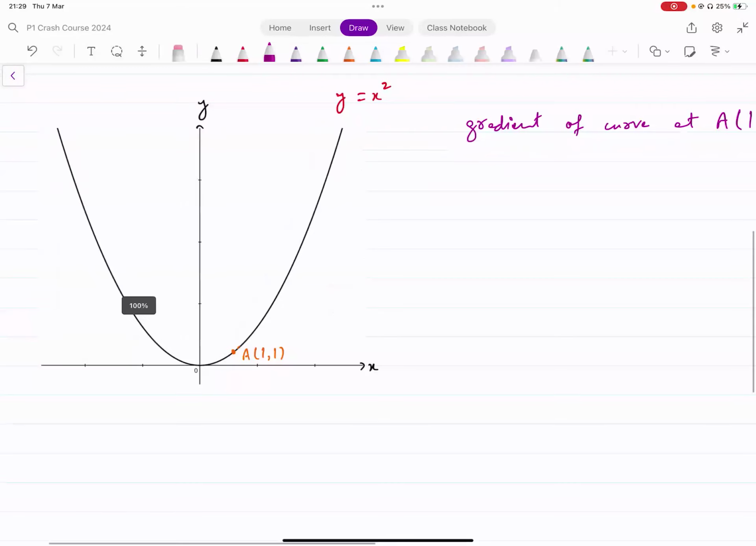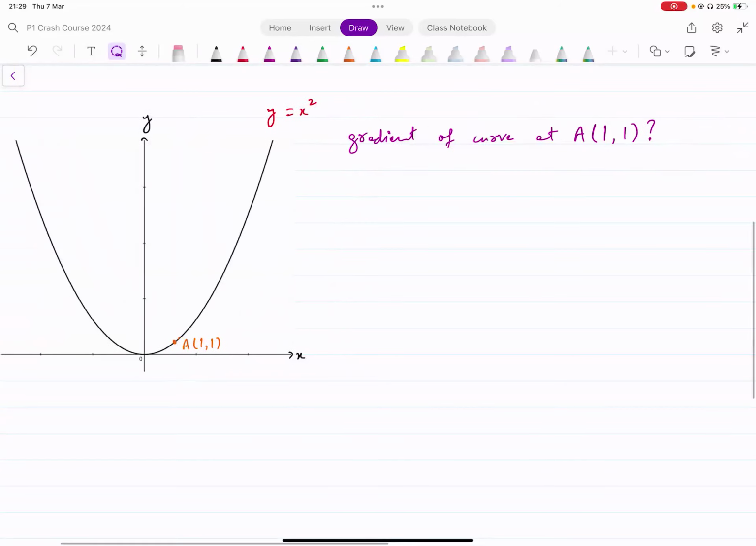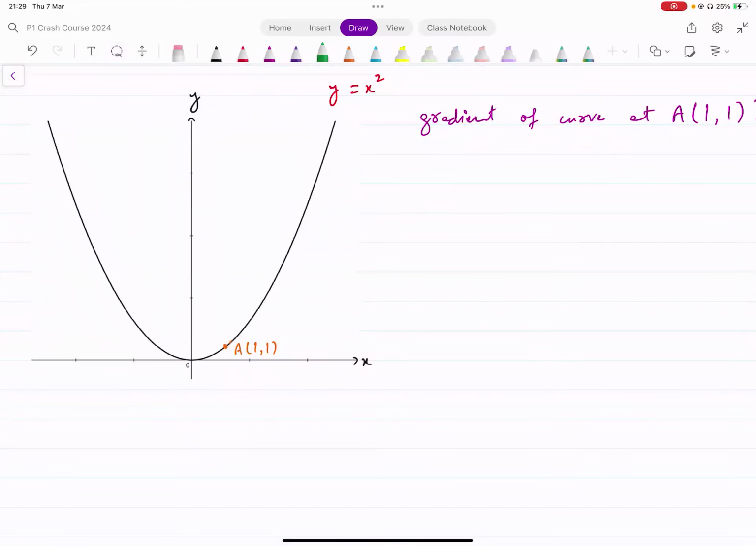Now, let's try to figure out what this gradient value could possibly be. What I'm going to do is take another point on this curve. Let's say that point is here, and this point has an x coordinate of 4. If the x coordinate is 4, what would the y coordinate be? If you put 4 here, the corresponding y coordinate turns out to be 16. Let's call this point B.